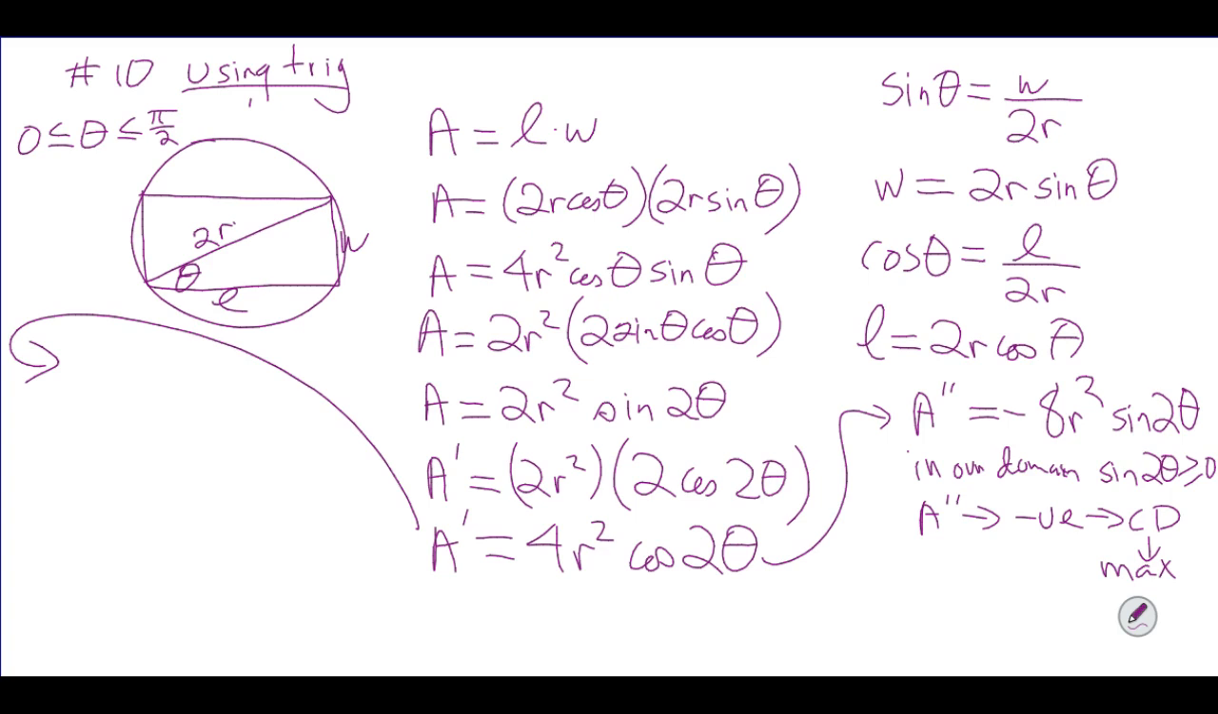All right, now over here, we want A prime equal to 0. Find the critical number. So 4r squared cos 2 theta is equal to 0. 4r squared is a constant, right? So just divide both sides by 4r squared. So cos 2 theta equals 0.